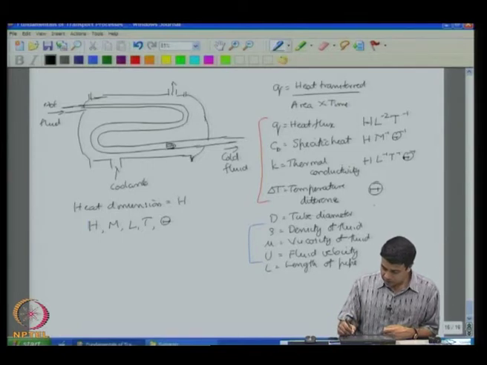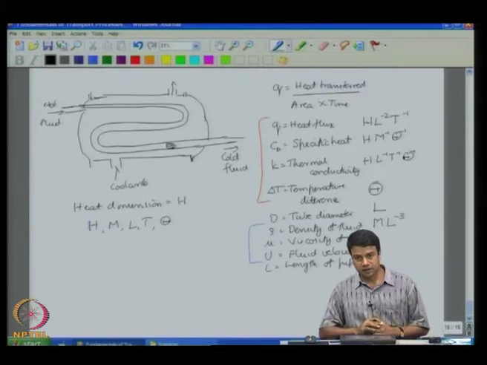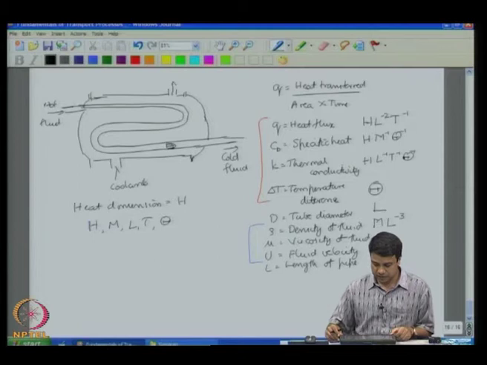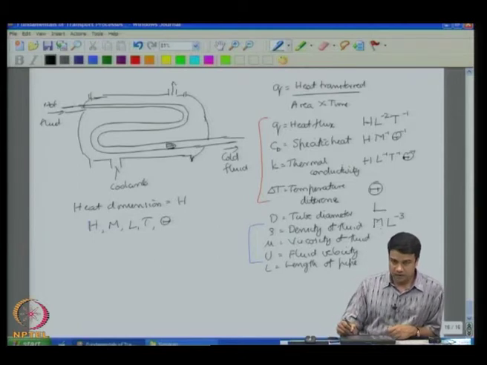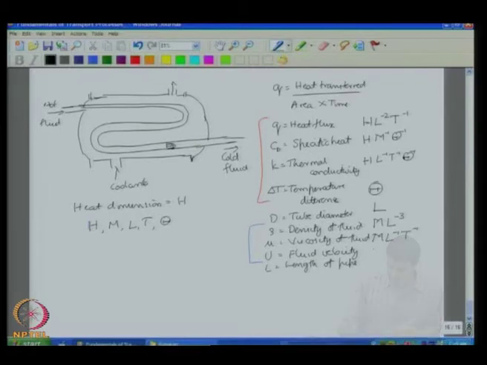Tube diameter has dimension of L as usual. Density is a mechanical quantity. Okay. So, it has dimensions of m L power minus 3. Okay. The viscosity has dimensions of m L inverse T inverse. Fluid velocity is L T inverse, and the pipe length has dimensions of L. Okay. So, now I should have 4 dimensionless variables.